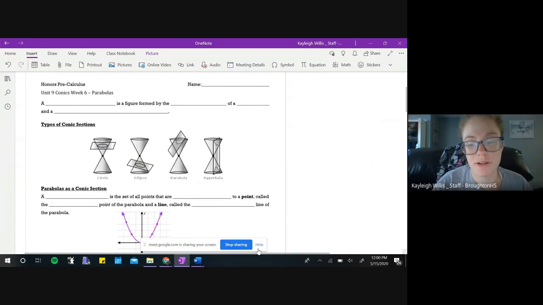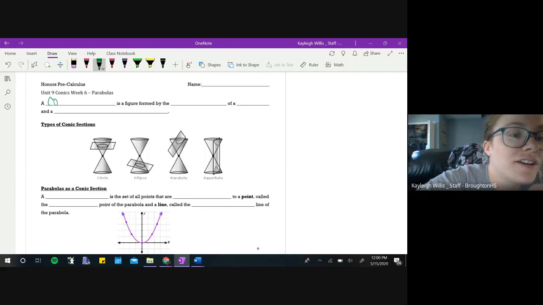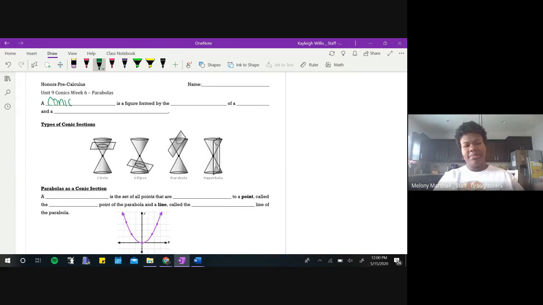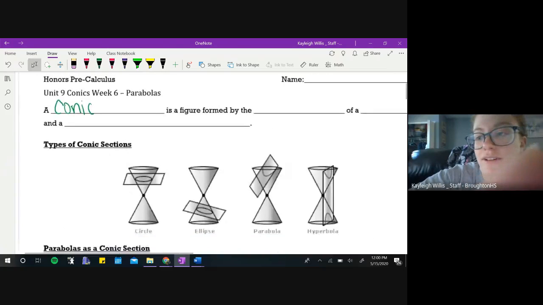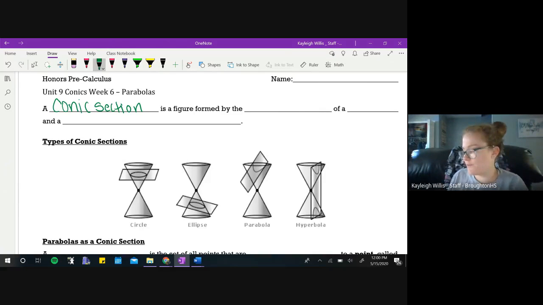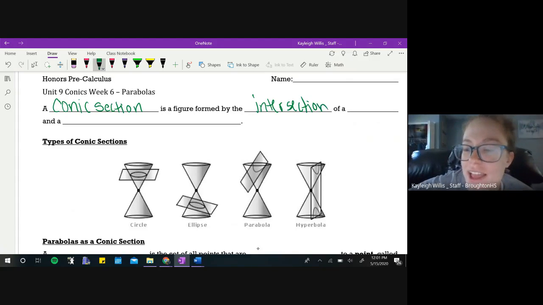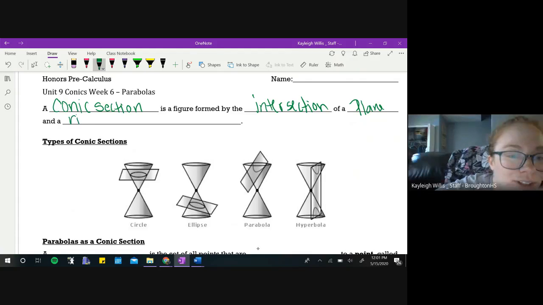So we're going to do a couple of definitions first. So a conic section. Could you make it full screen? Yeah. Okay. A conic section is a figure formed by the intersection of a plane and a right circular cone.